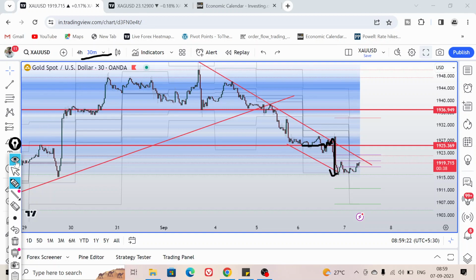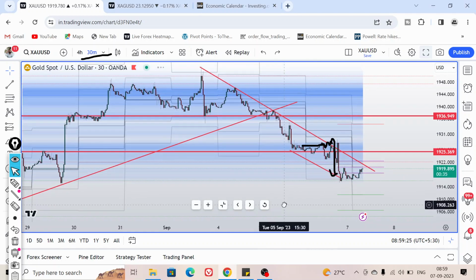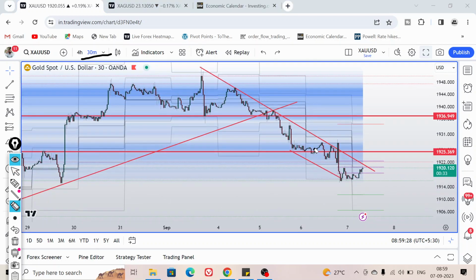So this is the 30 minute chart, and as you can see on price action, this red trend line right over here is currently acting as a resistance. You can see every time gold bulls tried to break above this, they failed to do so. In yesterday's trading session also, we have seen a failed attempt of bulls, and currently price is trading under this trend line, as you can see. So for intraday, this red trend line is a major resistance, and we have to watch it very carefully.